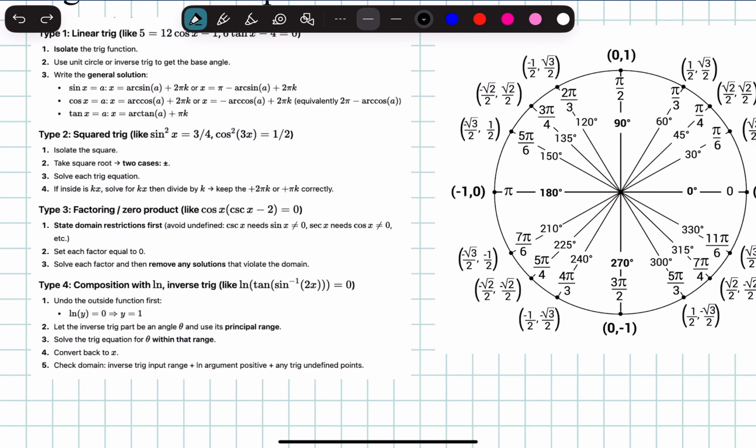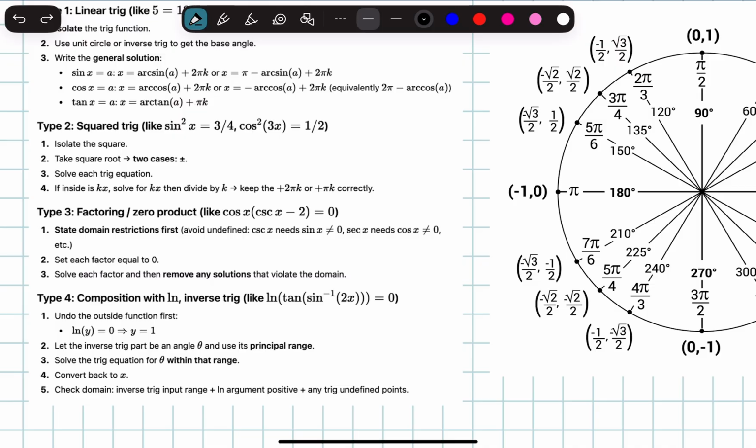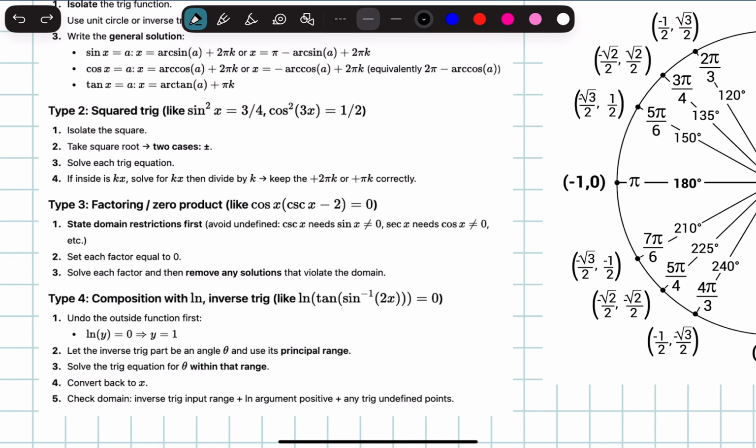Now, the type 2 is going to be square trig, like sine squared of x is equal to 3 over 4, or cosine squared of 3x is equal to 1/2. For these types of problems, you want to isolate the square, and then you have 2 cases. It's very important. You need to include both of the cases when you are considering the solutions.